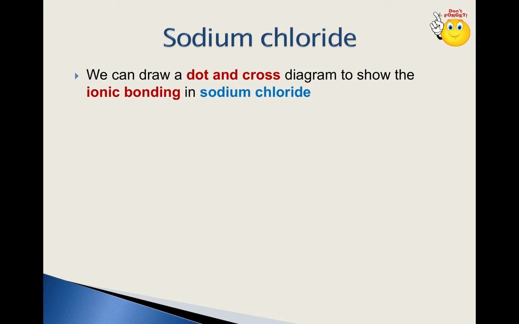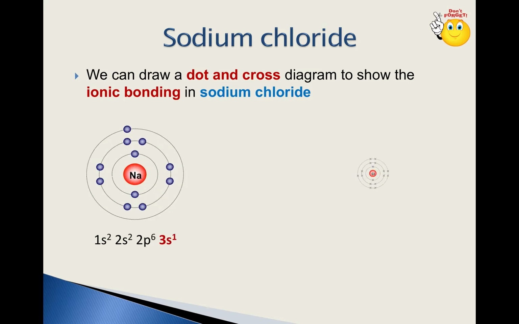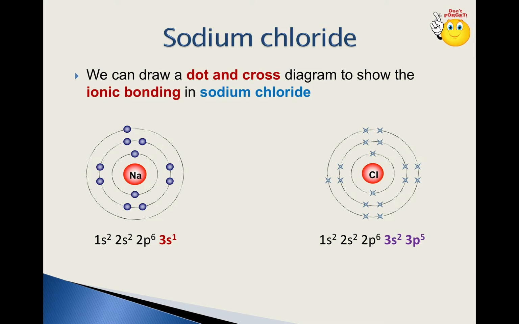And to show this, we can draw a dot and cross diagram. If we start off by showing the structure of a sodium atom and the structure of a chlorine atom, we can work out the dot and cross diagram quite easily. I'd always recommend that in an exam you only draw the outer electrons, because the inner electrons are not involved in bonding at all. It's only the electrons in the outer shell which are involved in bonding. So it's a lot easier just to draw the outer shell electrons.